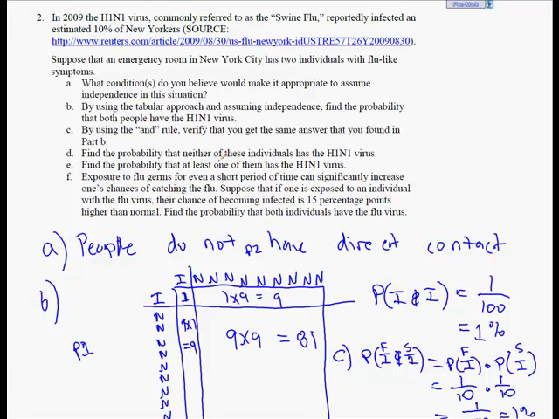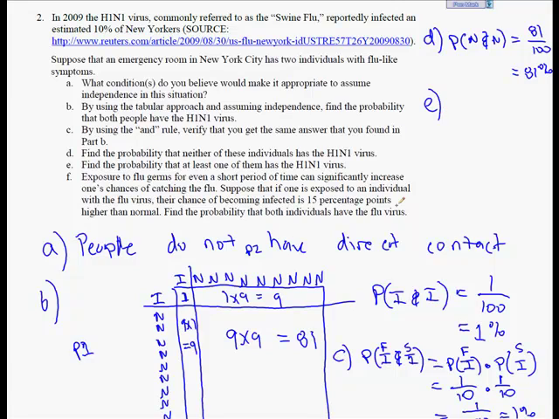Part D asks us to find the probability that neither of these two individuals has the H1N1 virus, and we can see right away that that's going to be 81 out of 100. So I'm going to pull my D up here and say that the probability that they're both not infected is 81 out of 100 situations where that would happen. So there's an 81% chance, which is pretty good, that neither of these two people get infected.